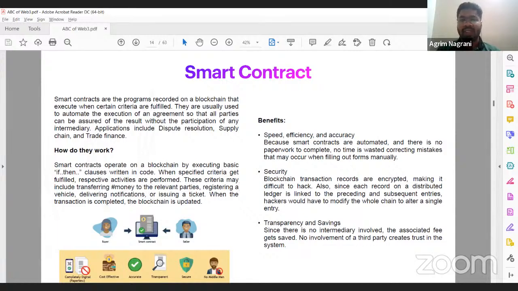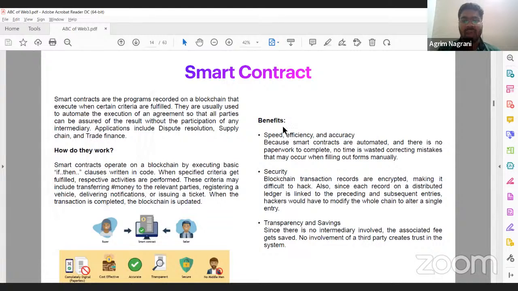So how to create a DAO? For that, we need smart contracts. So what is a smart contract? A smart contract is one of the use cases of blockchain that is used for executing certain criteria once they are fulfilled. It's a set of rules written as code, which is used to get a particular statement, or you can say agreement, executed.